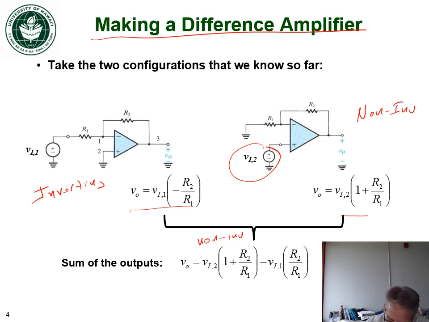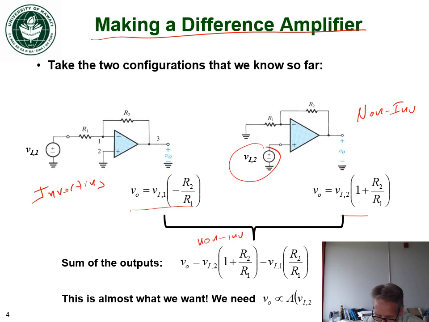Now this is actually really close to what we're looking for, right? What we're looking for is an output that has a gain, that is proportional to VI2 minus VI1. And we're actually pretty close here, so this will give us some hint about how to make a difference amplifier.